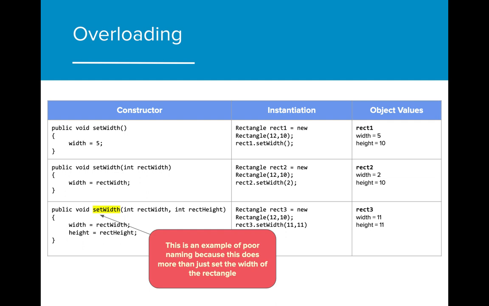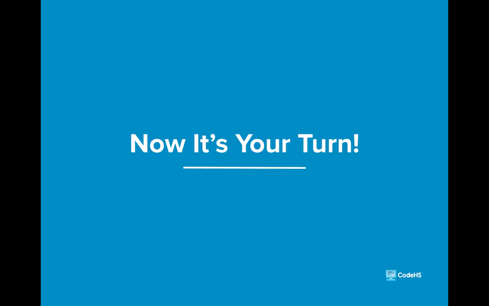Note that the final example here is poor naming. This method does more than just set the width of the rectangle, so it should be more specific. A better name for this method might be set width and height. Now that you've learned about calling a void method with parameters, let's get some practice in the CodeHS editor.